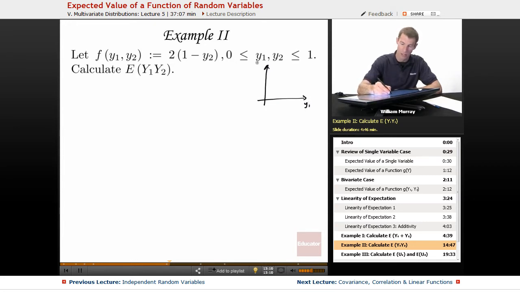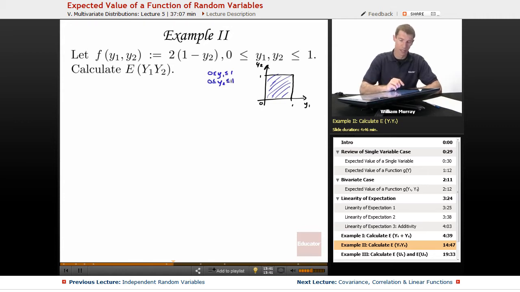Here's y1 and here's y2. And there's 0 and there's 1 and there's 1. So we're just looking at a square region here. And so let me color that in. And we will need to integrate that, so we'll need to describe that region. So it's very easy to describe as y1 goes from 0 to 1, and y2 goes from 0 to 1.